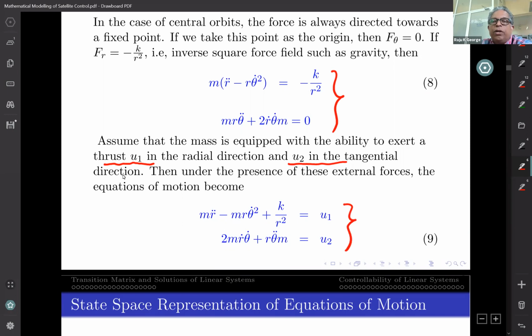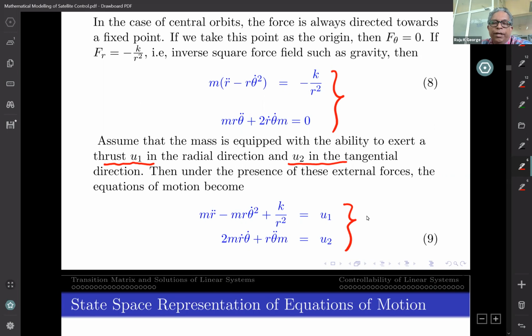The previous system was uncontrolled, in the sense that there was no control term. That was just the dynamics without any thrusters or any controller. And here, equation number 9: m r double dot minus m r theta dot square plus k by r square is equal to u1, where u1 is the thruster in the radial direction, and 2 m r dot theta dot plus m r theta double dot is equal to u2, where u2 is a tangential thruster. So this coupled equation gives the dynamics of the satellite at any time t.